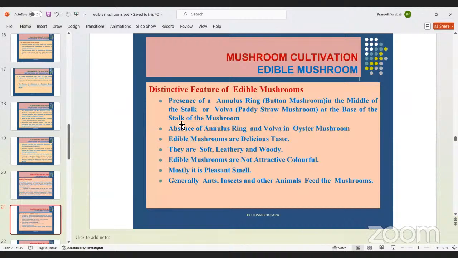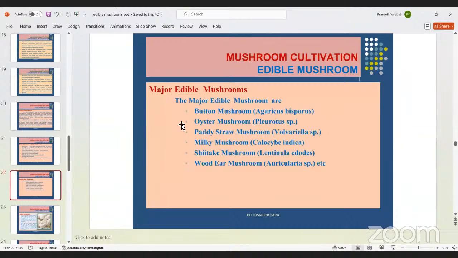Edible mushrooms have a delicious taste, and they are soft, leathery and woody. These edible mushrooms are not attractive or colorful, and mostly have a pleasant smell. Generally ants, insects and other animals feed on mushrooms. These are some of the major edible mushrooms.